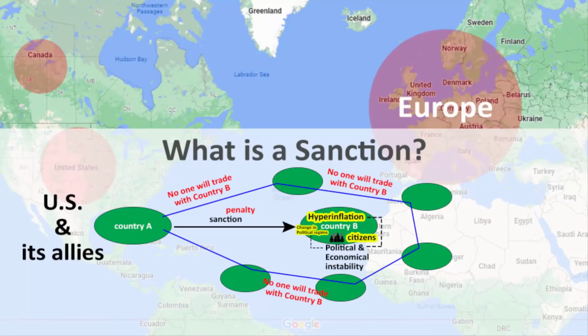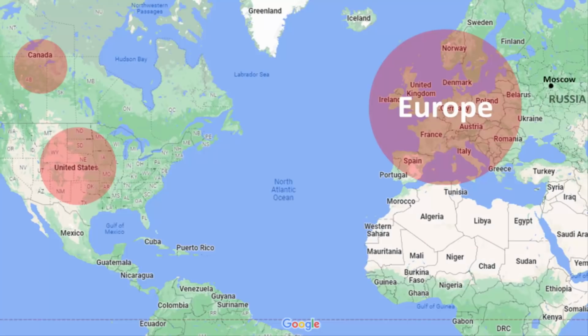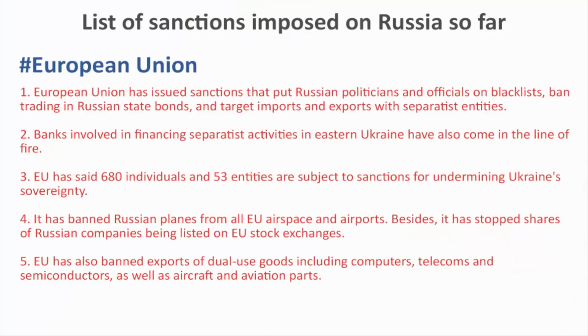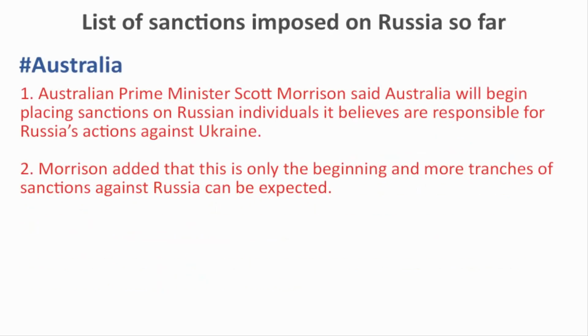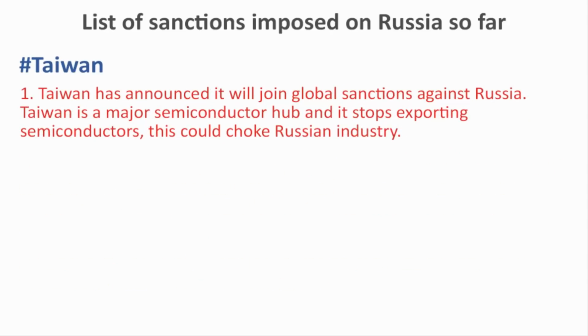The whole idea behind United States and its allies putting sanctions on Russia is to make Russia pay the price of what it did to Ukraine. Now that the Western countries have put sanctions on Russia, the governments of these Western countries are expecting some kind of political and economic instability to happen inside Russia.